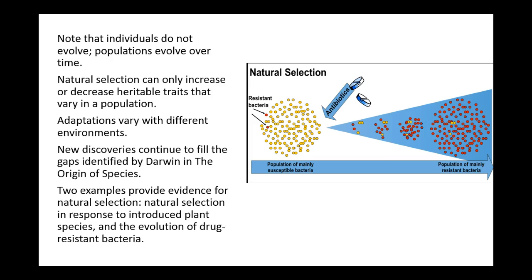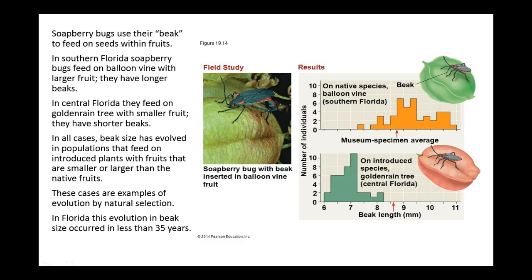So you have, in a very short period of time, remember bacteria can create generations over hours, but in a very short period of time, in terms of our concept of time, you have a whole population that then has evolved and is resistant to antibiotics. And then another scientific example that fleshed out Darwin's ideas is the soapberry bug, and we'll pick this up on the next one.